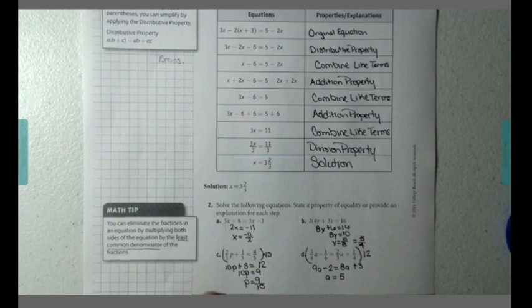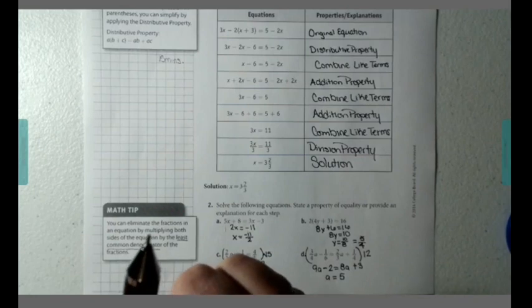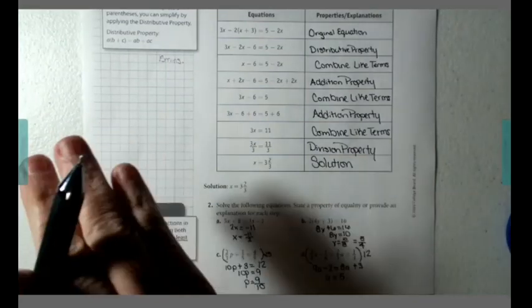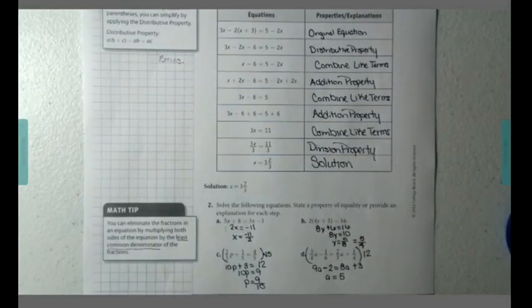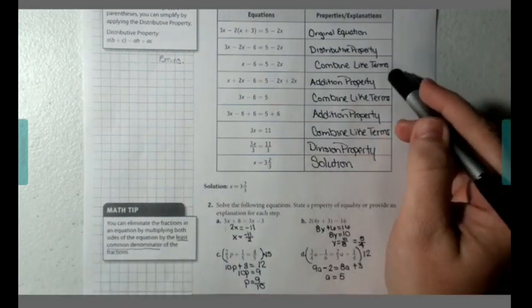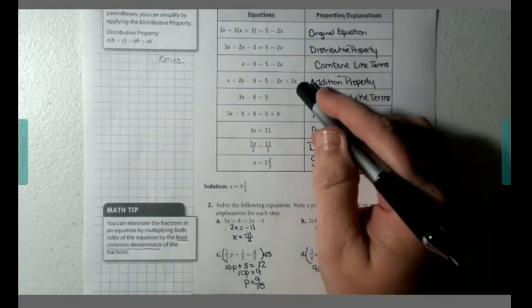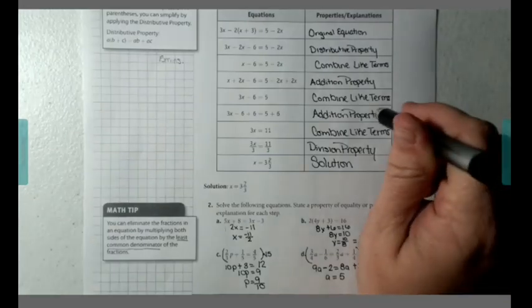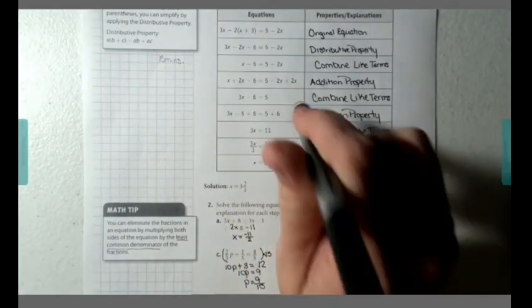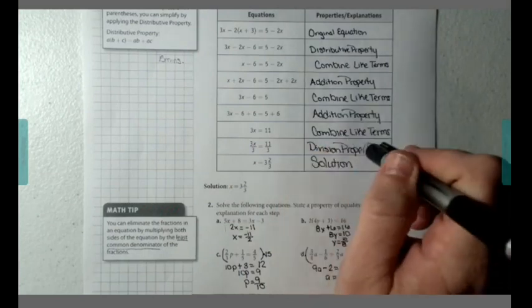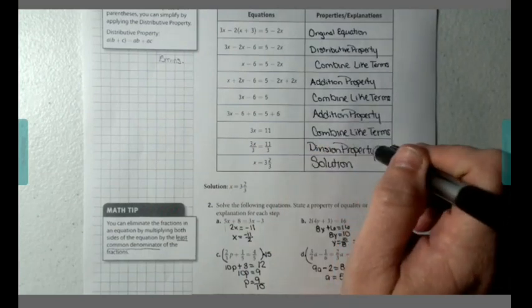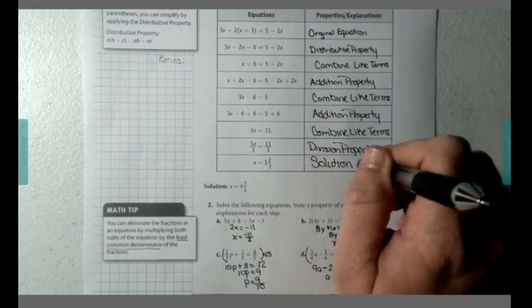Usually when we're dealing with parentheses, more than likely it's going to be the distributive property. Now, there are some rare occasions that it's not, but in most cases, if there was a number or a coefficient in front of the parentheses, it's usually the distributive property. Then we did some combining of our like terms. We did addition property because they added 2x to both sides. And then we added 6 to both sides. Then we came down to the division property. And finally, our solution.